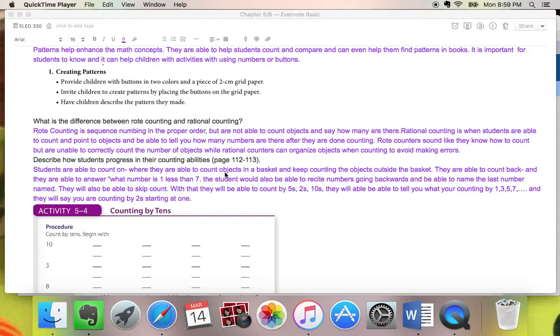And then I just kept making references to how you can have them use different objects to count, like pennies that are in a bag and sitting outside, or bobby pins. Then they're able to count back and answer what is less than. Count by different numbers, skip count: 5, 10, 15, 20; 2, 4, 6, 8, 10; 20, 30, 40; or odd counting, 1, 3, 5, 7.